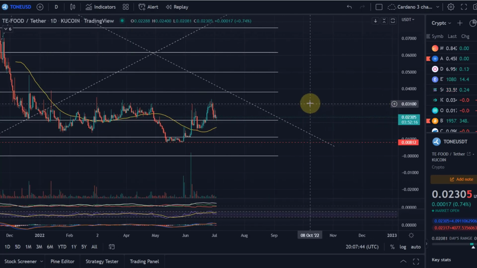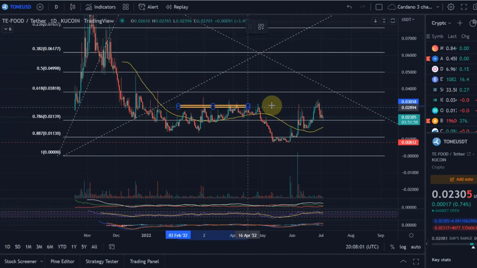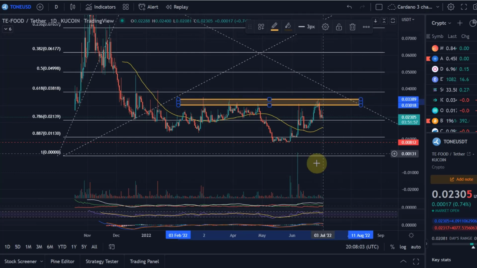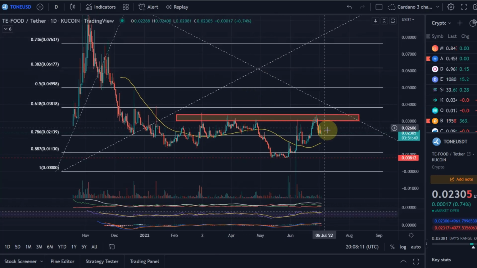I'm currently on the daily chart, but it is a little bit of a range. Starting here, I would say at 3 cents, going all the way up to 3.4. So there's a bit of a range of resistance here on the chart that we will need to overcome before we even can get to the 61.8% Fib level. So I would say this range, between 3 cents and 3.4 cents, is critical resistance on the way up.